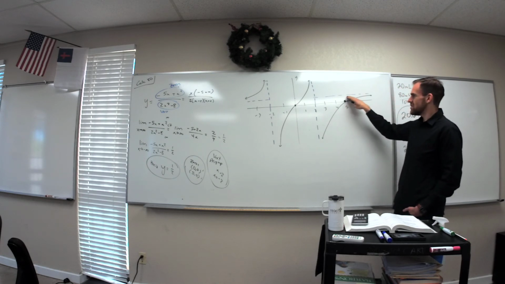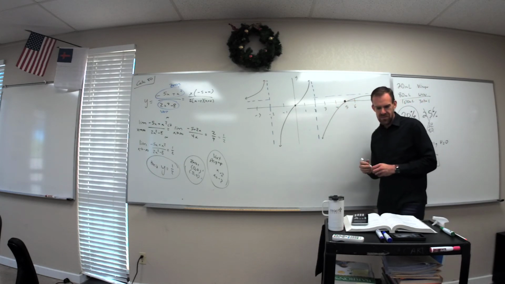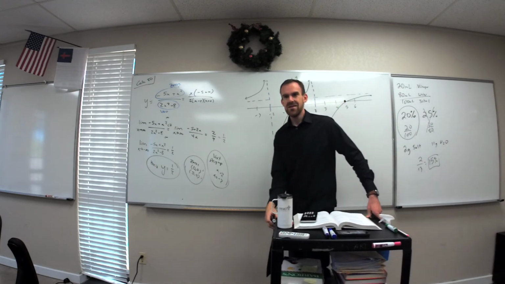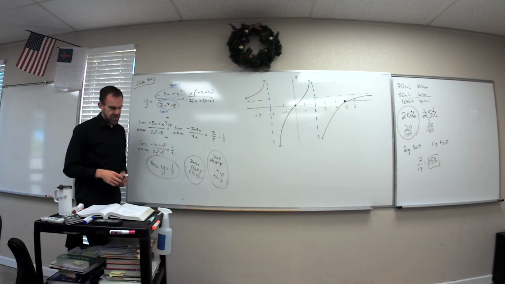Okay, this horizontal asymptote, notice it's not at 0. You've never had them not at 0 before. So, that's that. Is that the whole lesson? No, it gets worse. Okay, so let's graph this one.